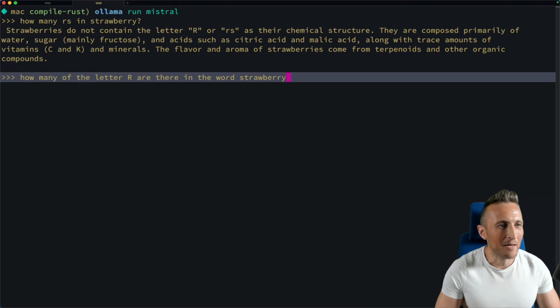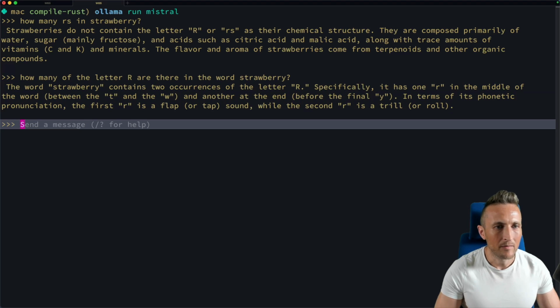Let's up arrow and ask it the question, how many of the letter R are there in the word strawberry? See if we can get it this time. 2 occurrences of the letter R. Specifically, it has 1 R in the middle of the word between the T and the W. Okay, technically that's accurate. It's calling out this R right here between the T and the A, but it said T and W. And another at the end before the final Y, which is correct as well, but there are actually 2 at the end before the final Y.